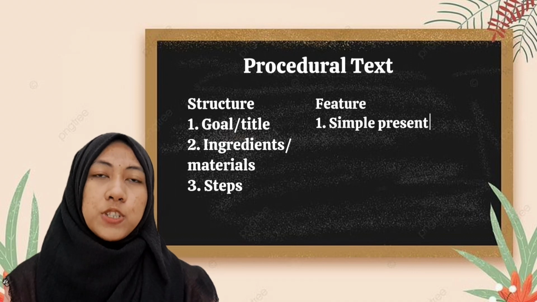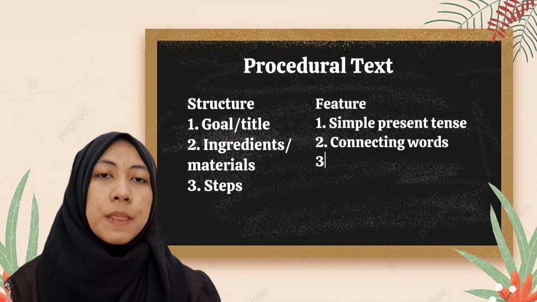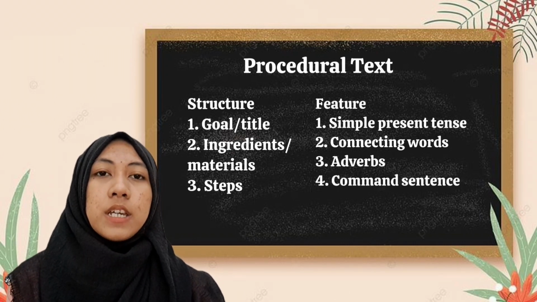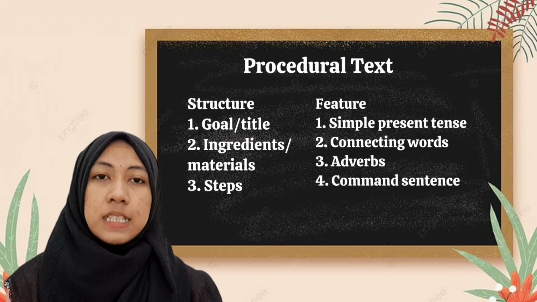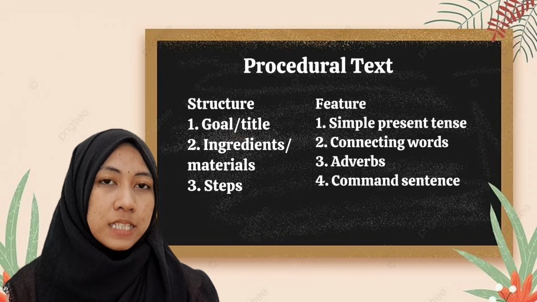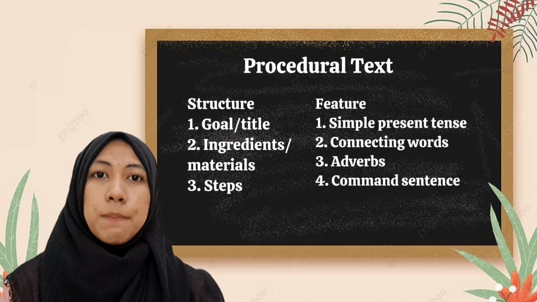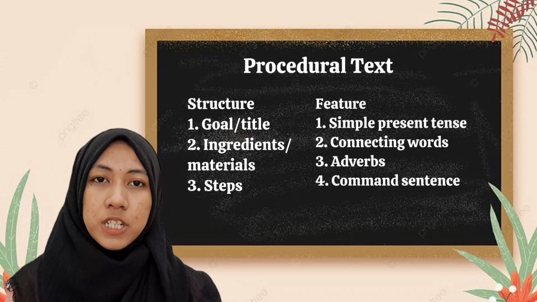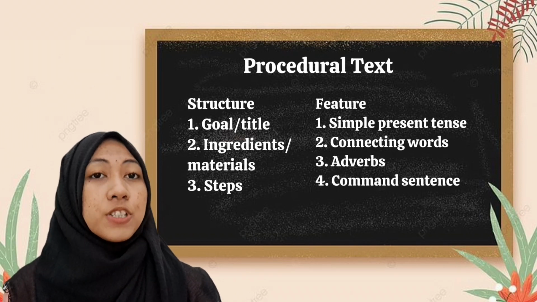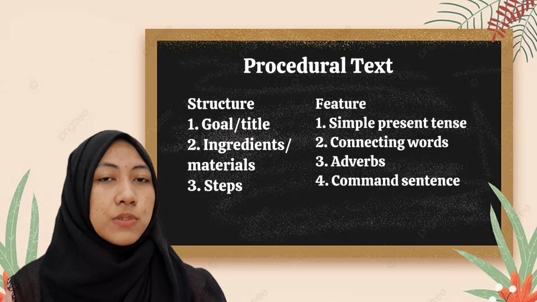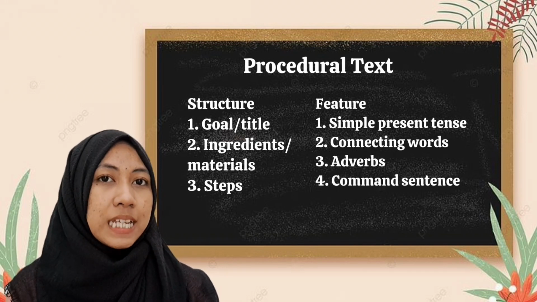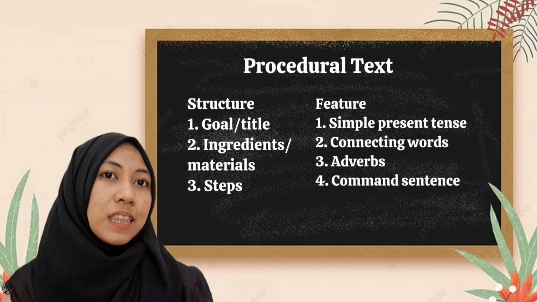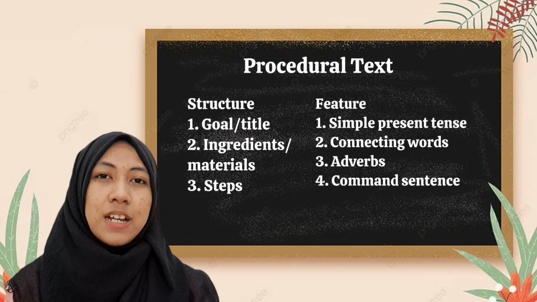So for the language features of procedural text, the first is simple present tense. To write procedural text, you must use the simple present tense. This is because procedural text contains factual sentences about how an item is made and used. The second language feature is connecting words. In procedural text, connecting words are also used, which are useful for connecting the steps, such as firstly, after that, last, finally, and many other conjunctions.